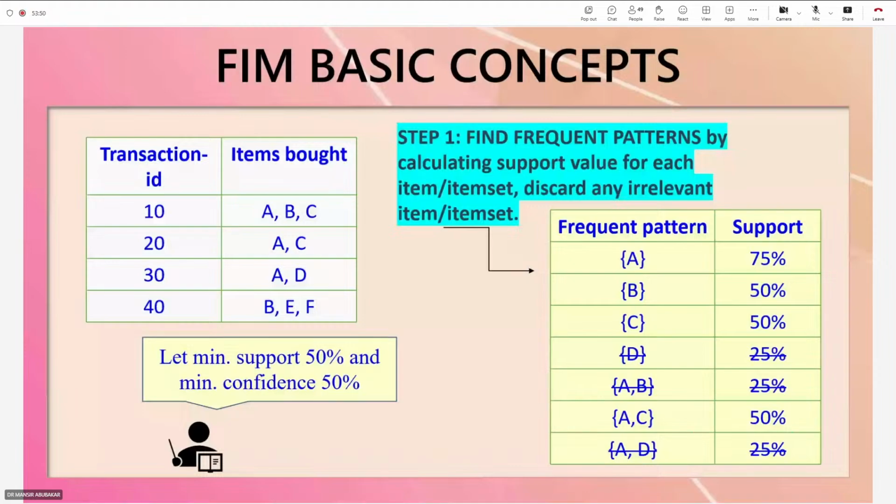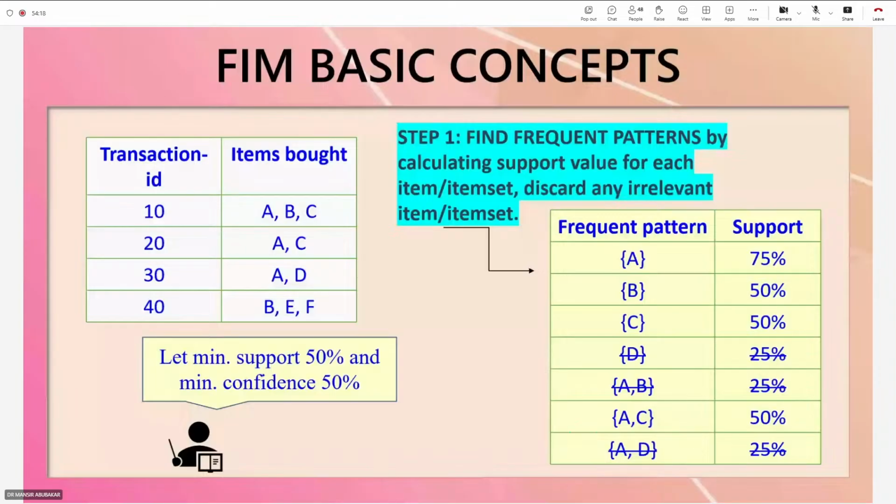So now we have it also as 25%, which also does not satisfy the minimum support. So it is going to be discarded as an irrelevant item set. And then the next one is A and C. How many times do we have A and C? We have A and C in the first transaction and in the second transaction. That means they appear 2 times in all the 4 transactions. That means that satisfies the 50%, right?